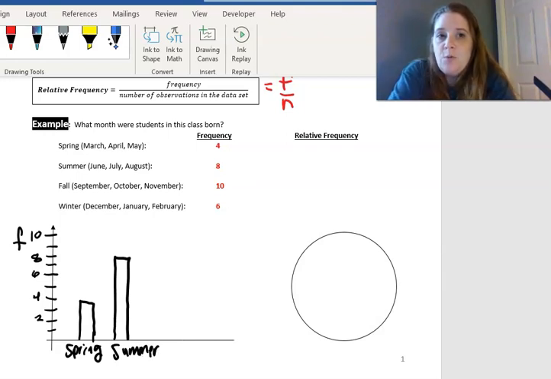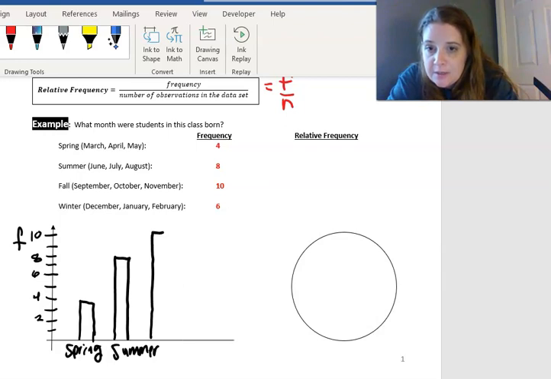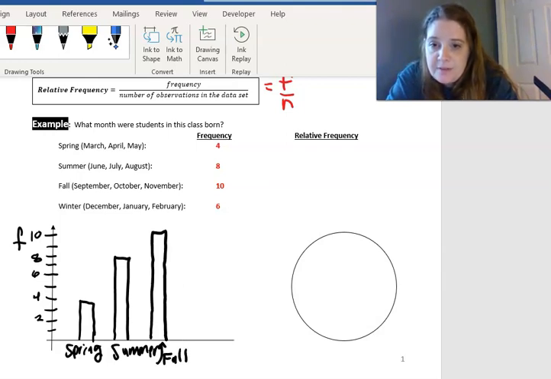And when you draw these, one of the things you want to keep in mind is that they should be equal width so that the actual geometric area is proportional to the proportions in the actual problem. Okay, and then we've got 10. I'm going to try to space it out equally here. 10. And I kind of ran out of room, so I'm just going to go up and call that fall. And then finally, we've got 6. All right, 6, and that is winter.